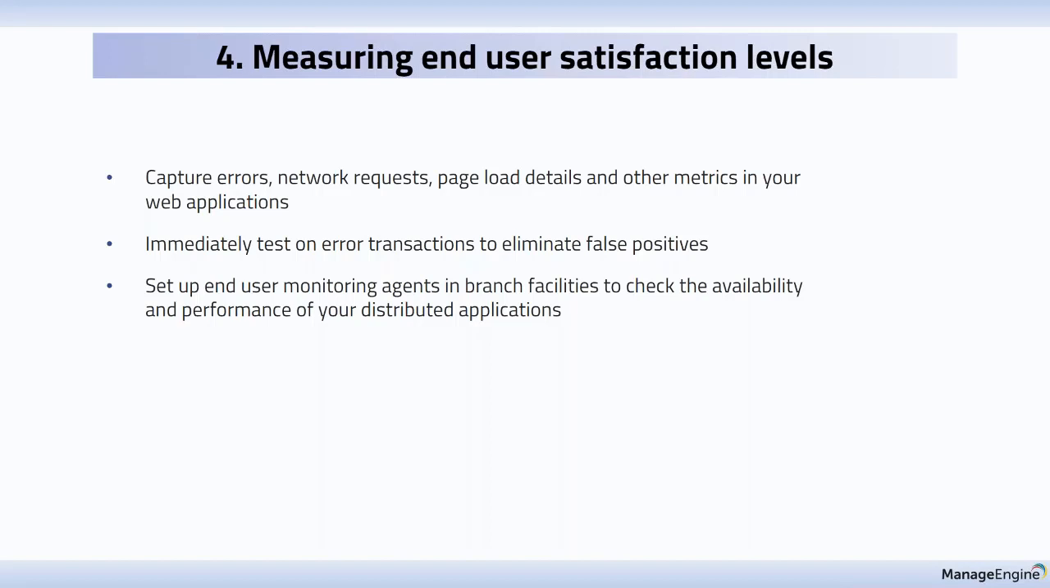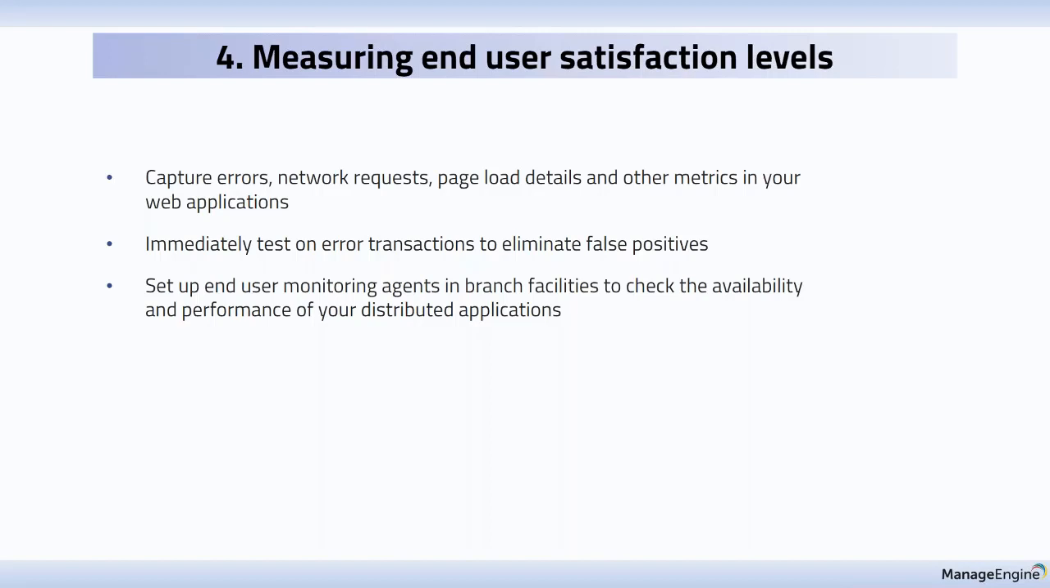However, these business transactions were actually performed in a web browser located in different locations. So from a real-time perspective, how do you analyze these web applications when they are accessed from different locations, so that you can see if there are any ISP-level or network-level issues? You can capture the errors, network requests, page load details, and other metrics important for your web applications, and immediately retest error transactions to eliminate false positives.